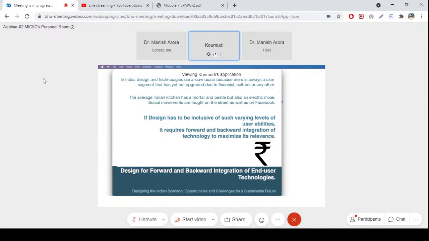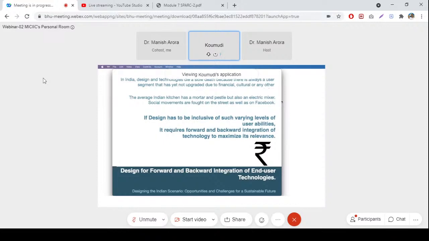Therefore, a handheld driller can be used in the same city that runs its factories on computer numerical control lathes. If design has to be inclusive of such varying levels of user abilities, it requires forward and backward integration of technology to maximize its relevance.